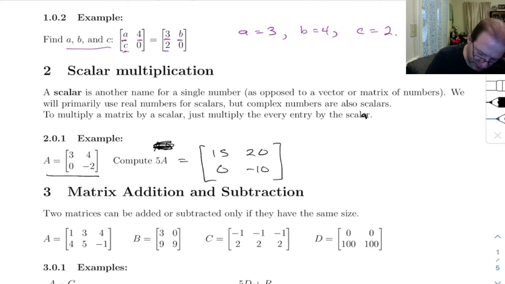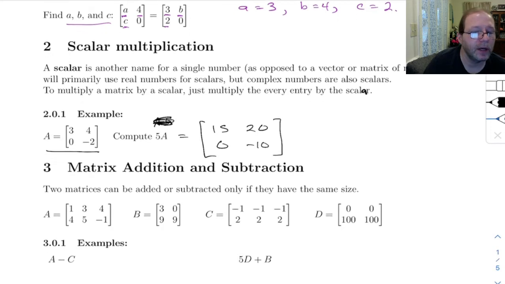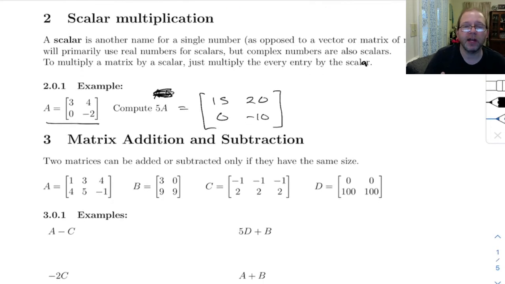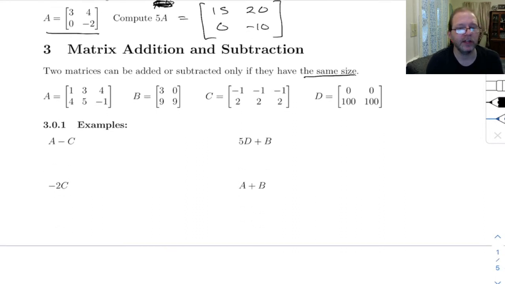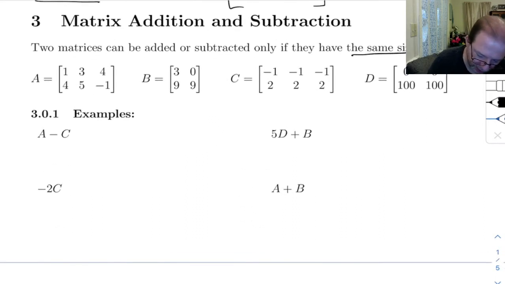All right, matrix addition and subtraction is simple. You can only add or subtract two matrices together if they're the same size. And if they are the same size, you do the addition or subtraction just by adding or subtracting the corresponding entries. So I've got several little quick examples here.